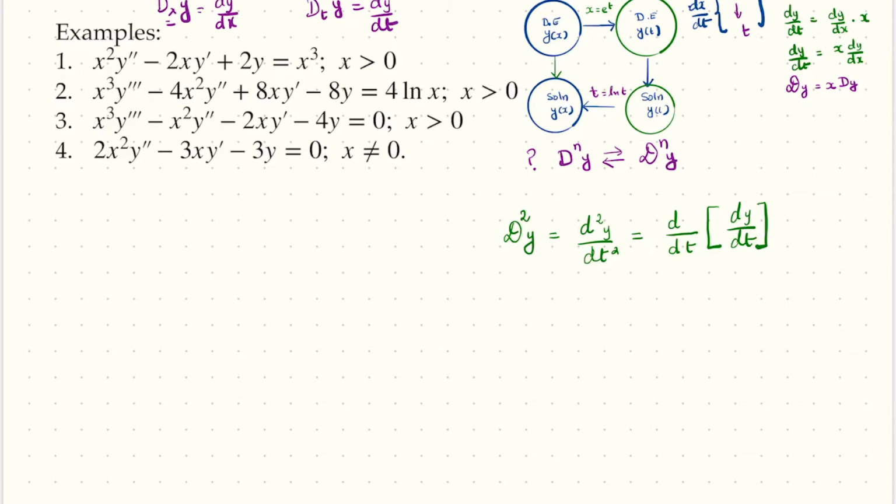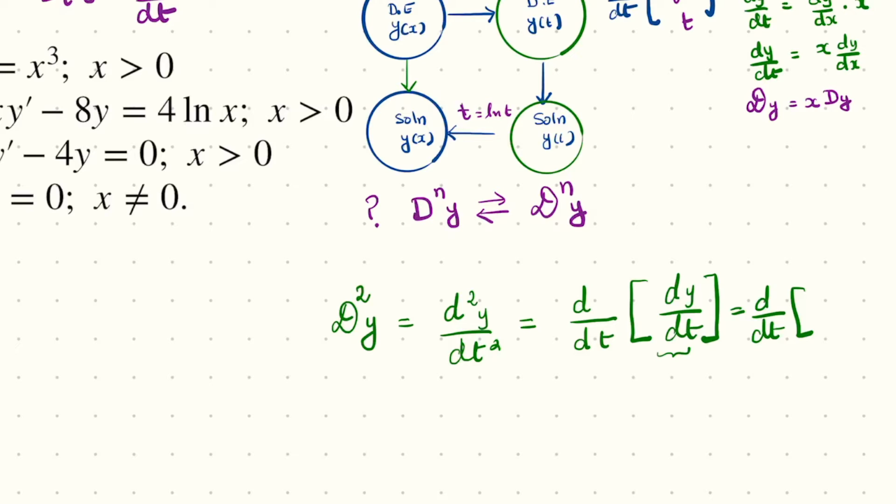And now I am going to rewrite this into something else, which is d over dt of dy over dt. If I borrow this right here, what I'm going to have is, let me change the color, x times dy over dx. There's a small issue in here. That issue is that what I have here is a function of x, but I'm supposed to do the derivative with respect to t. So for that, I'm going to use the chain rule here again.